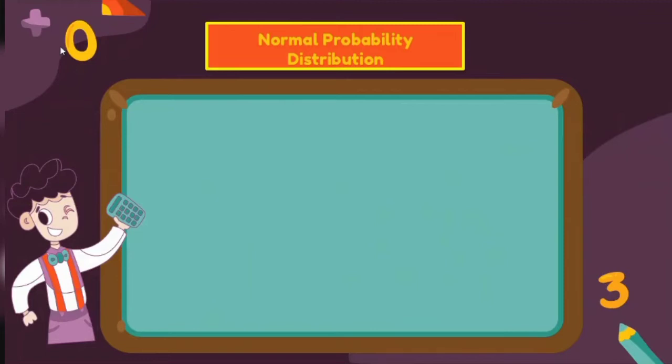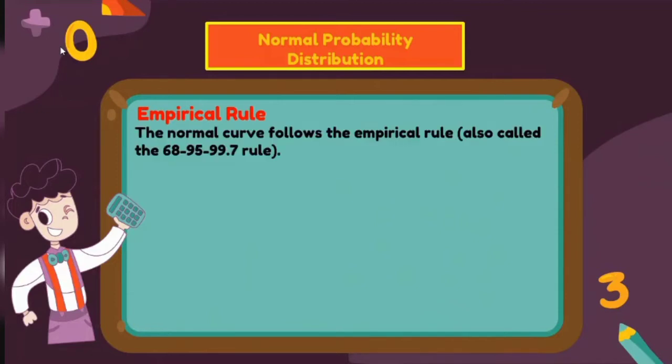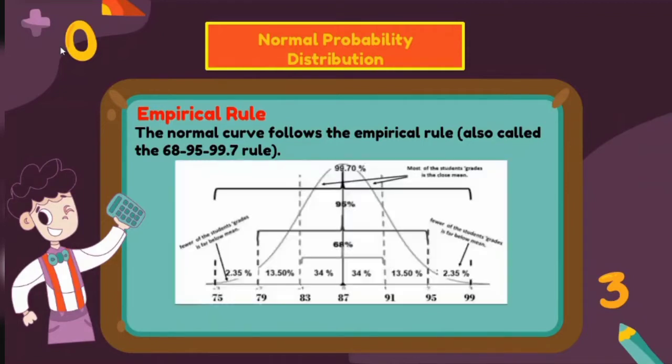So for our topic for today, we will continue our discussion about the empirical rule. The normal curve follows the empirical rule, also called the 68, 95, 99.7% rule. This will give you an idea about the percentage formed by the different regions under the normal curve. So let's say we have a given problem.